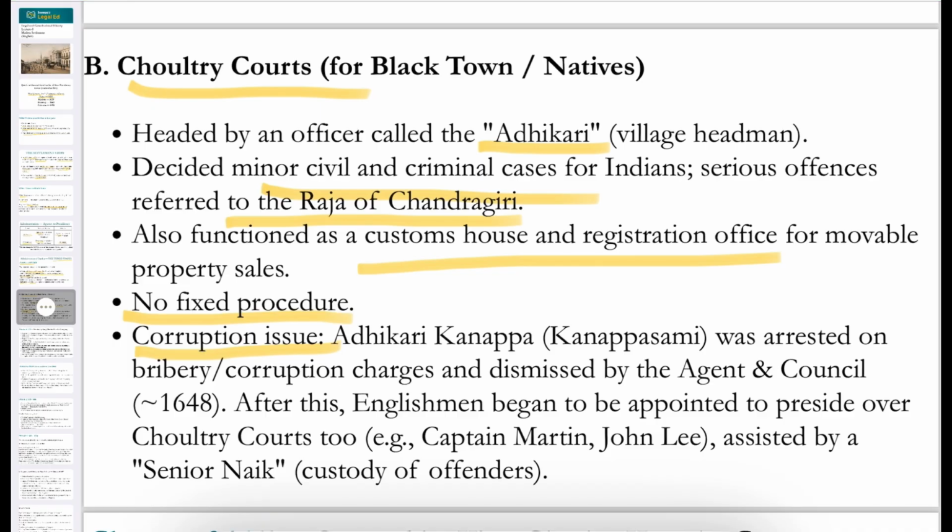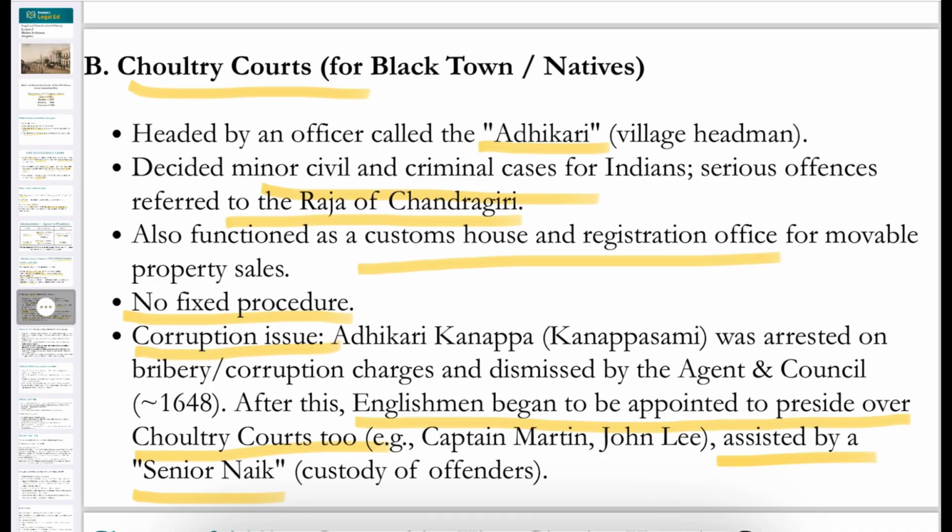After this incident, Englishmen began to be appointed to preside over the Choultry courts as well, just like the Court of Agent and Council. From here on, Englishmen would preside over the Choultry courts, and they were assisted by a senior Nayak. So these are the two systems that were followed in the first phase.